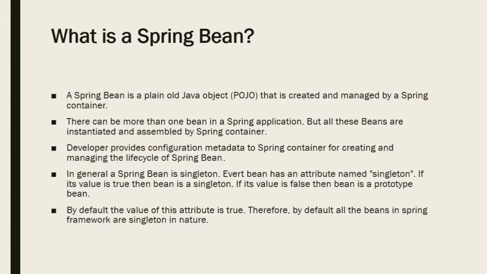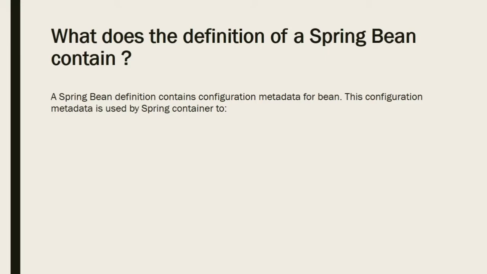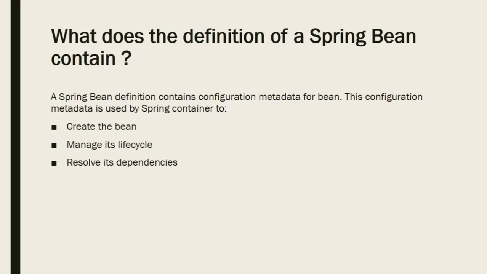Finally, what does the definition of a Spring Bean contain? A Spring Bean definition contains configuration metadata for bean. This configuration metadata is used by Spring container to 1. Create the bean. 2. Manage its life cycle. 3. Resolve its dependencies.